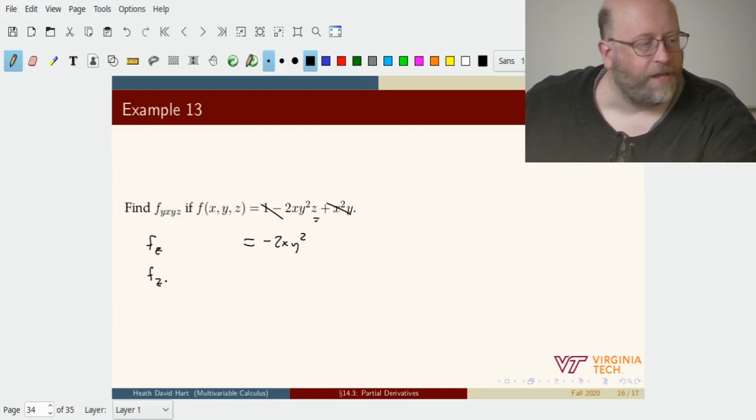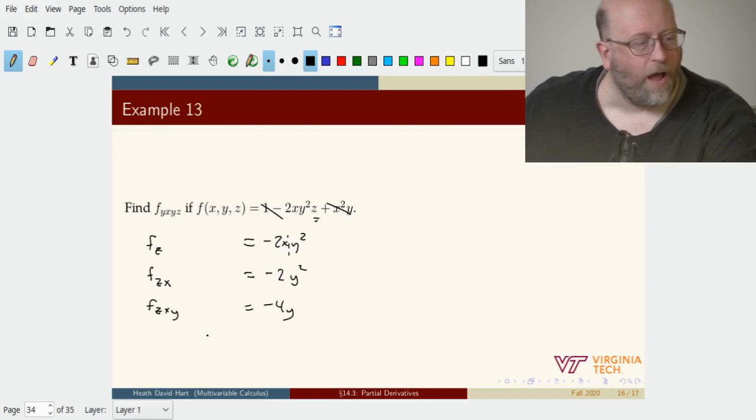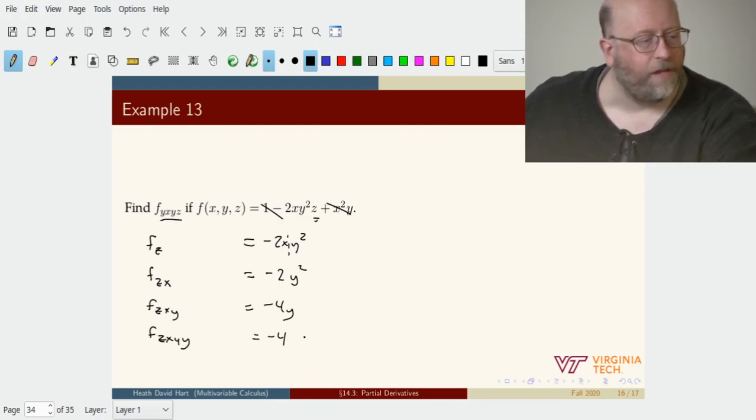Then if I do fzx, I'll do x next. Because this is x to the first, the derivative of negative 2x is just negative 2, and nothing happens to the y squared. Then fzxy will be negative 4y, and fzxyy is negative 4. But even though I did this in a different order, the answer will be the same.